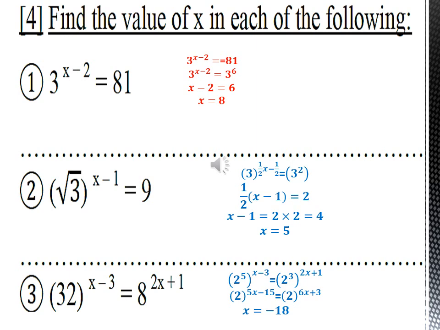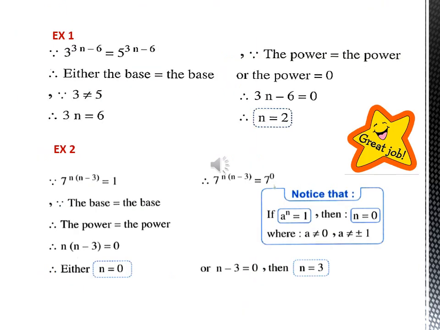Number 3: 32 to the power x minus 3 equal 8 to the power 2x plus 1. 32, that's meaning 2 to the power 5, and 8 is 2 to the power 3. We must make the bases same to be able to calculate the powers. And we'll take the powers, the equations in the powers, and solve these equations. We must take 5x and 6x in the same side and the numbers in the other side, and after calculating, we'll find x equal negative 18.